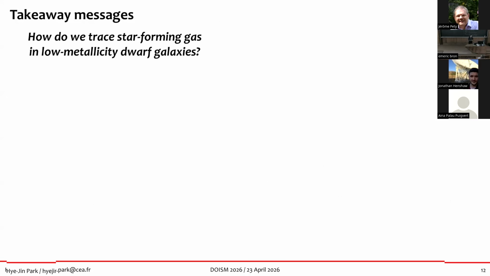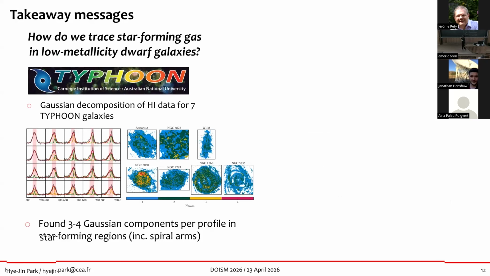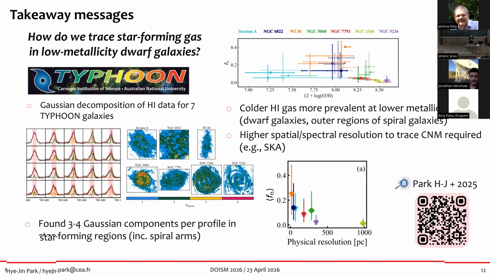So here's the takeaway message. We started this project with the question of how do we trace star-forming gas in low metallicity dwarf galaxies. Then we used the Typhon survey to find the better metallicity of the galaxies, and used BAYGAUD-PI to find multiple Gaussians in the velocity profiles. And we found the trend of a higher narrow fraction for the low metallicity systems. However, we still need better data in the spatial and spectral axes to trace the CNM properly.